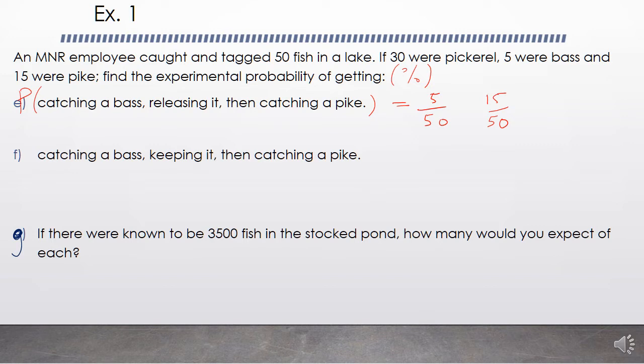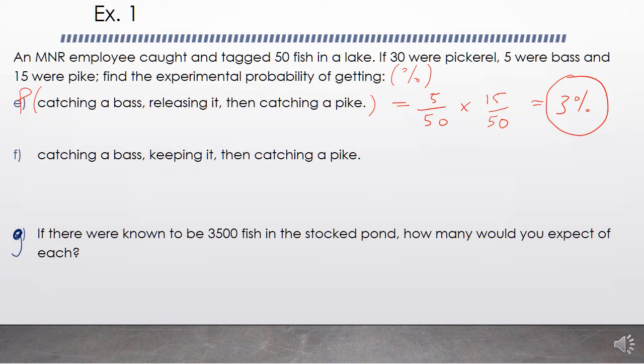Whenever you have a question like this where there's two or more things, you multiply. So if we do 5 divided by 50 times 15 divided by 50 times 100, because we want a percent, we get 3%. So that's pretty low, pretty unlikely. Catch a bass, put it back, then catch a pike. So getting both those things simultaneously.